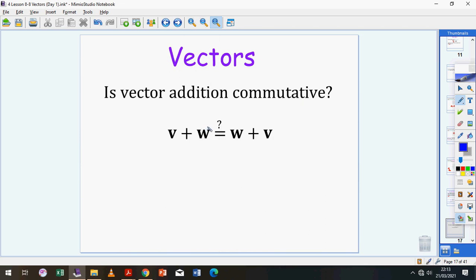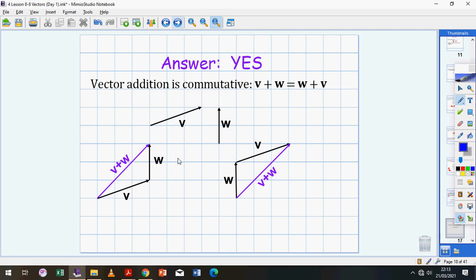Is vector addition commutative? Yes, it is. Commutative means if I switch the order, does it change the result? For example, in mathematics, addition is commutative. 3 plus 2 is the same thing as 2 plus 3. So when you change the order, it does not change the result. That's what commutative means. So vector addition is also commutative, because if I add v plus w, I get the same magnitude and direction as if I add w plus v. Hope you can see this. Magnitude and direction will be the exact same thing.